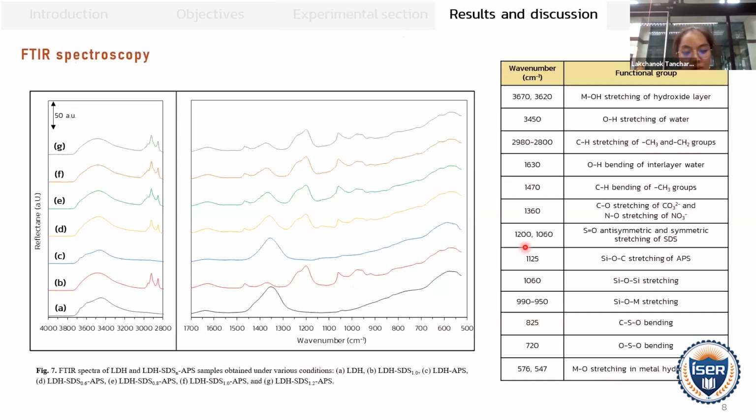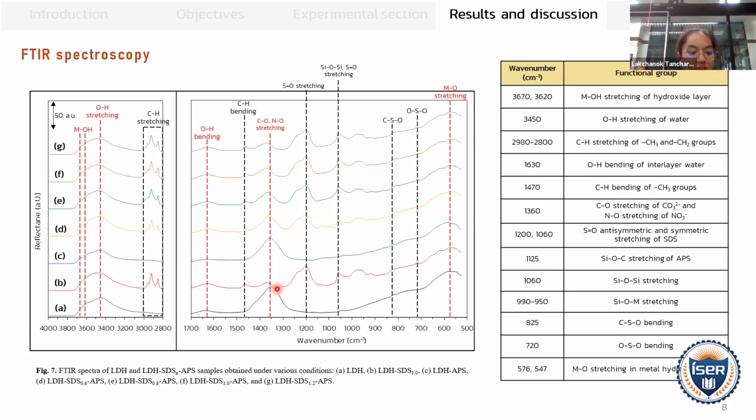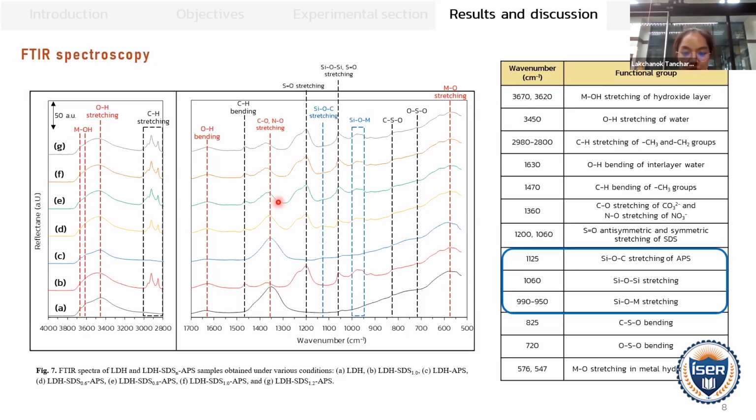The next part is results and discussion. The FTIR spectra of LDH and modified LDH are presented in figure 7. For LDH in figure 7a, the important vibrations were observed in the fingerprint region. For LDH-SDS in figure 7b, the carbonate and nitrate bands were strongly decreased, and vibrations derived from the SDS molecule were observed, such as CH stretching, CH bending, and S=O stretching of the sulfate group. For LDH-SDS-APS in figures 7d to 7g, increasing the SDS per aluminum molar ratio from 0.6 to 1.2 resulted in a weakening of the carbonate and nitrate bands, which suggests the replacement of the original interlayer anions with SDS molecules. The vibrations derived from the APS molecule were observed in this region.